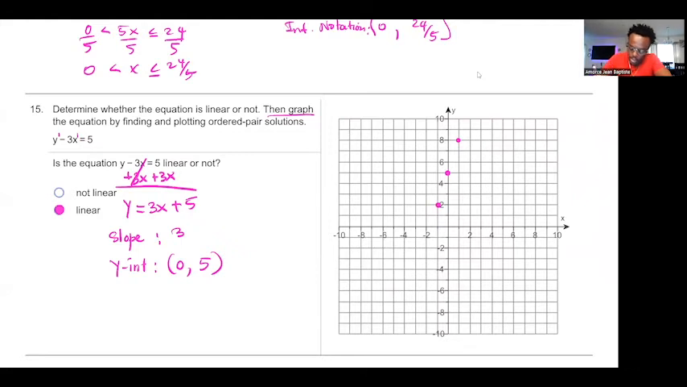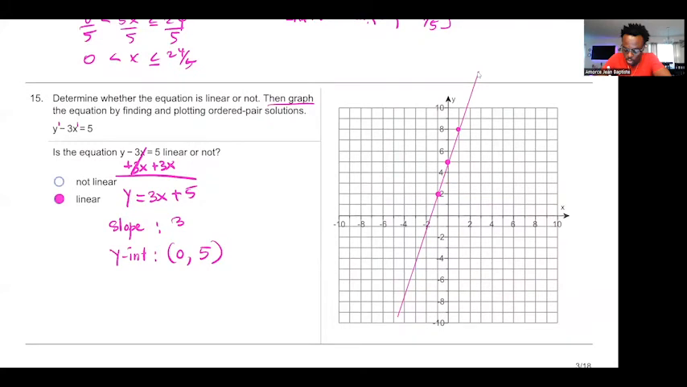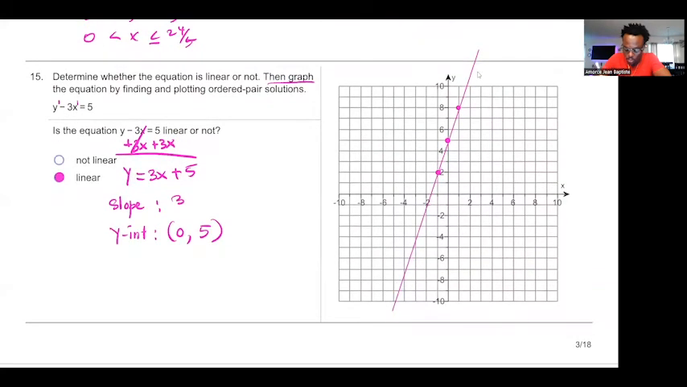So now that I have this, I can connect the dots to get my line. That's a beautiful line that I'm going to get, of course. Okay, so that's the line of the equation y equals negative 3x plus 5.